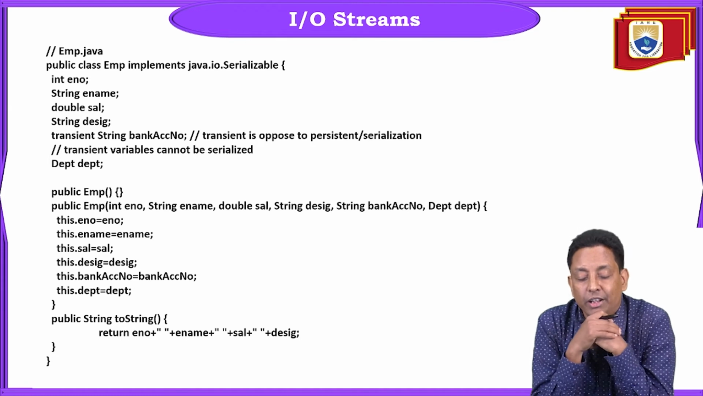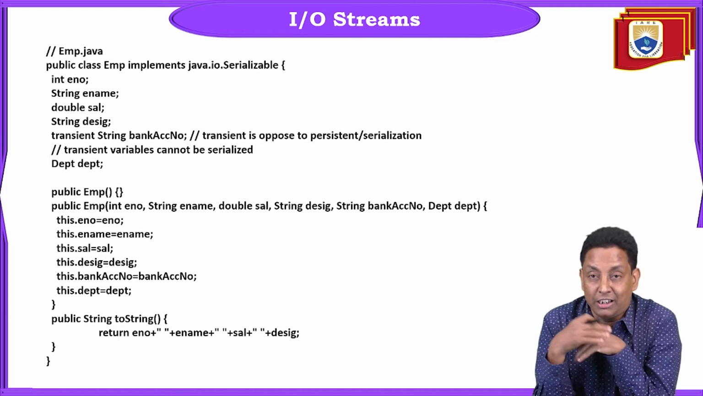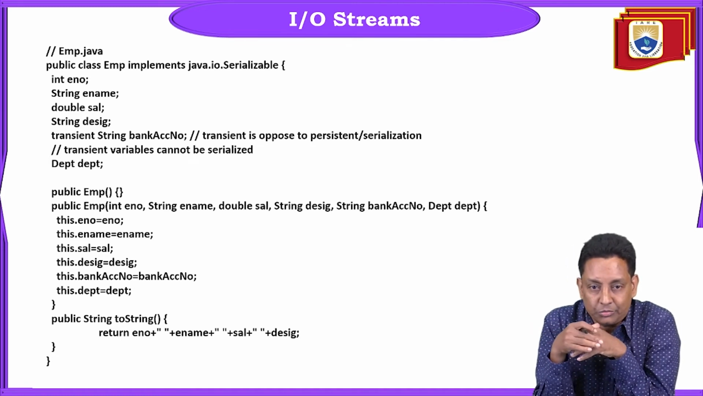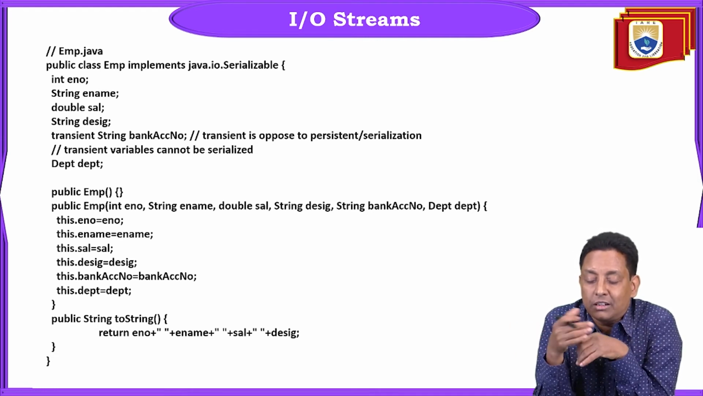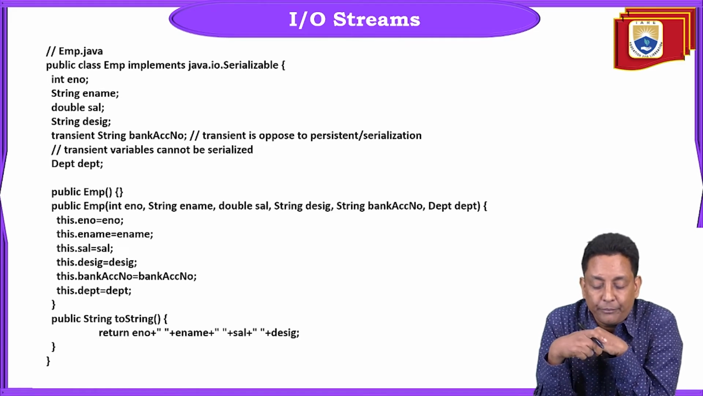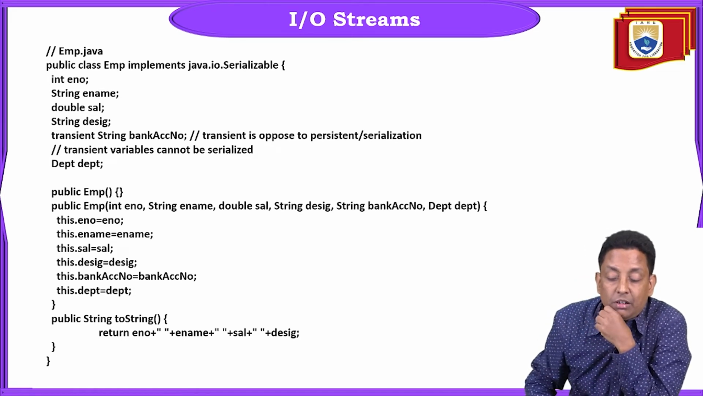Such confidential variables are declared as transient. Transient means not persistent, which cannot be saved. Transient is opposite to persistent or serialization. Transient variables cannot be serialized. So this is about the Employee class.